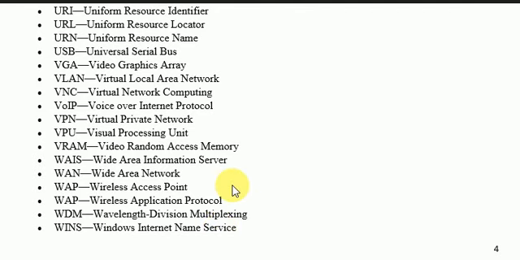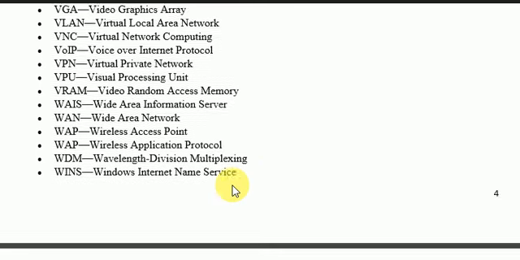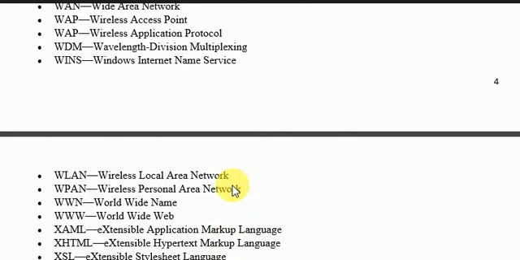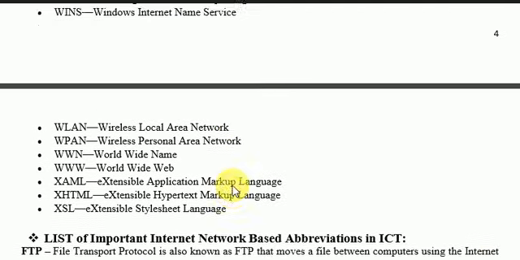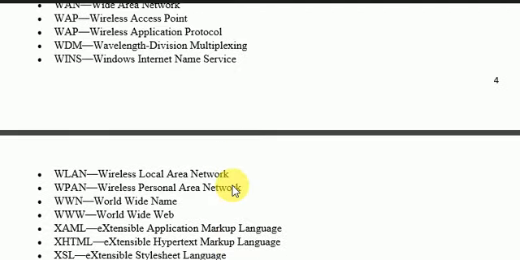WAIS, Wide Area Information Server, WAN, Wide Area Network, WAP, Wireless Access Point, again WAP, Wireless Application Protocol, WDM, Wavelength Division Multiplexing, WINS, Windows Internet Name Service, again WLAN, wireless local area network, then WPAN, wireless personal area network, then WWW, World Wide Web.